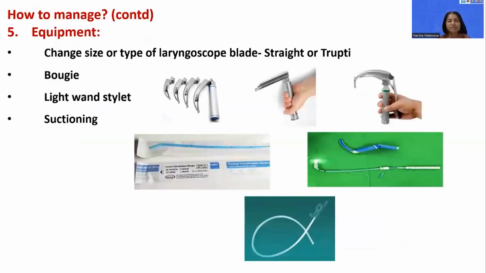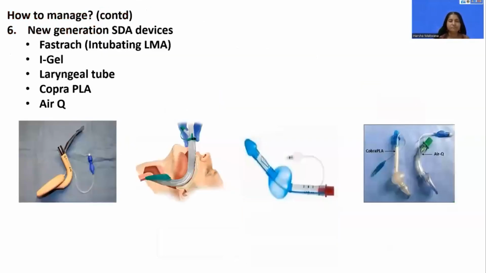How to manage with the equipment? If your conventional blade is not sufficient, then you may change to a straight blade or another blade. If the oral cavity is flooded with fluid secretions, then you must do suction and you can improve your view.